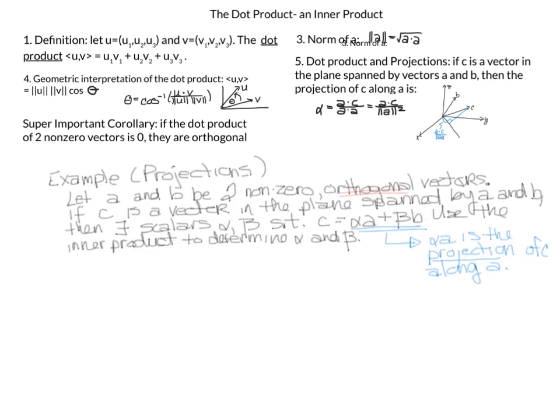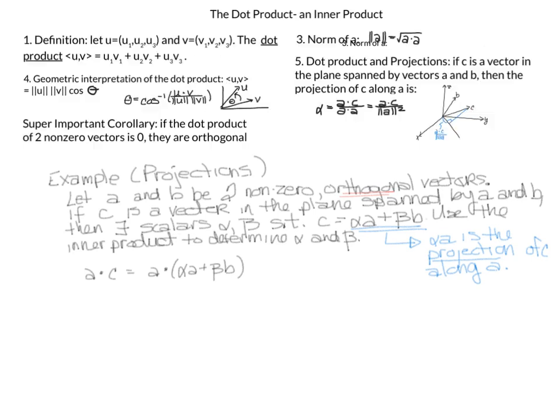The last example problem deals with projections, which I have in our notes over here. Let A and B be two non-zero orthogonal vectors. If C is a vector in the plane spanned by A and B, so C is in the same plane as A and B, then there exist scalars alpha and beta such that C is equal to alpha A plus beta B. If you've had linear algebra, it's just saying that C is a linear combination of A and B. Use the inner product to determine alpha and beta.